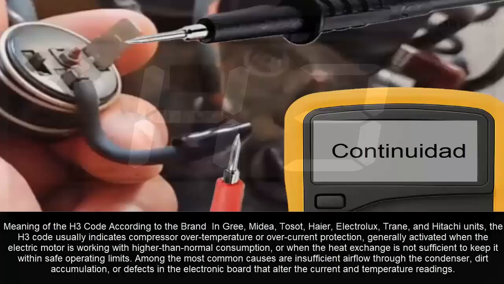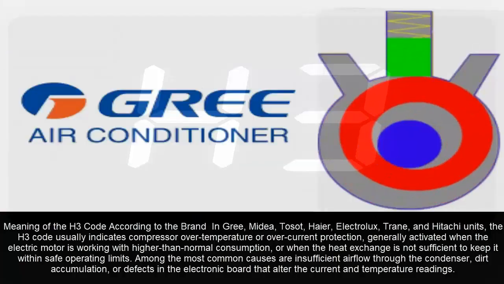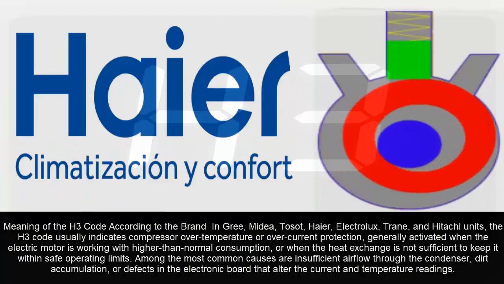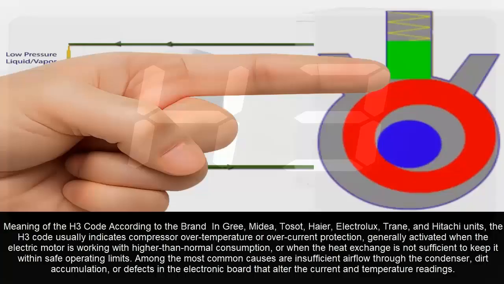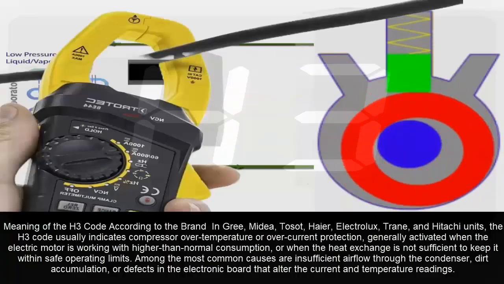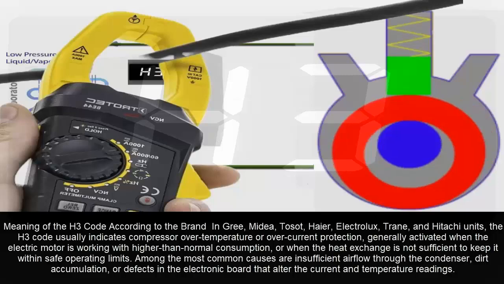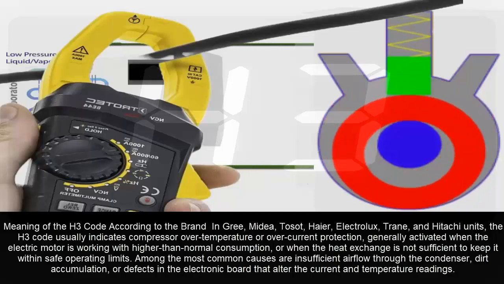Meaning of the H3 code according to the brand. In Gree, Midea, Tosat, Haier, Electrolux, Trane, and Hitachi units, the H3 code usually indicates compressor over-temperature or overcurrent protection, generally activated when the electric motor is working with higher than normal consumption or when the heat exchange is not sufficient to keep it within safe operating limits.